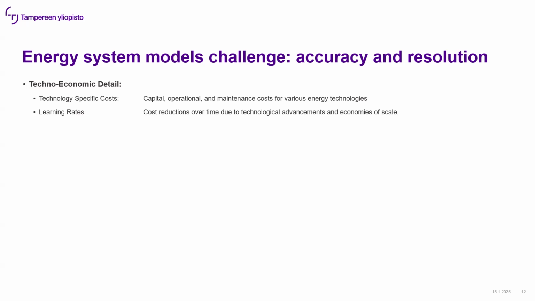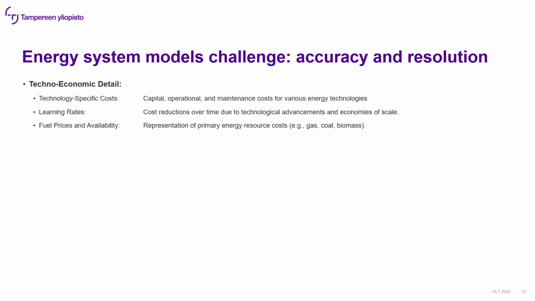Learning rates: cost reduction over time. If you have technological advancement, for example in building energy consumption, there is certain legislation, certain regulation that affects that. And you can, for example, model it based on historical trends. So if you have an exponential decay line for how fast the energy efficiency improves, then you can use that. So learning rates are something to take into account.